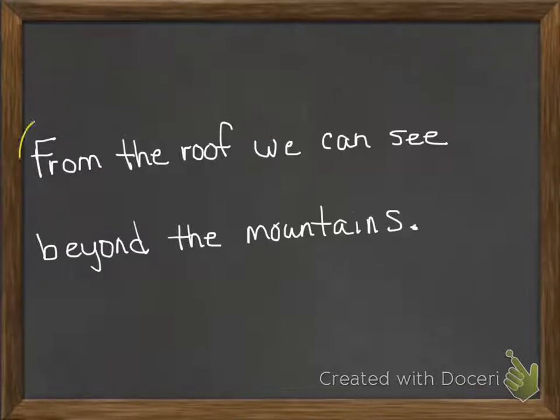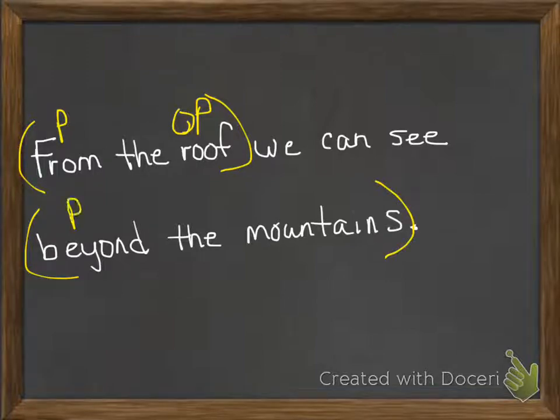All right? From the roof, we can see beyond the mountains. All right? We see quickly that from is a preposition and roof is an object of the preposition. And we also know that it's starting the sentence. So we can quickly check to see if this is an adverb phrase by moving it around to see if it makes sense. So we're going to move it towards the end. We can see beyond the mountains from the roof. Still makes sense. So we know that it's going to be modifying our verb. Okay? Beyond the mountains is also a prepositional phrase.